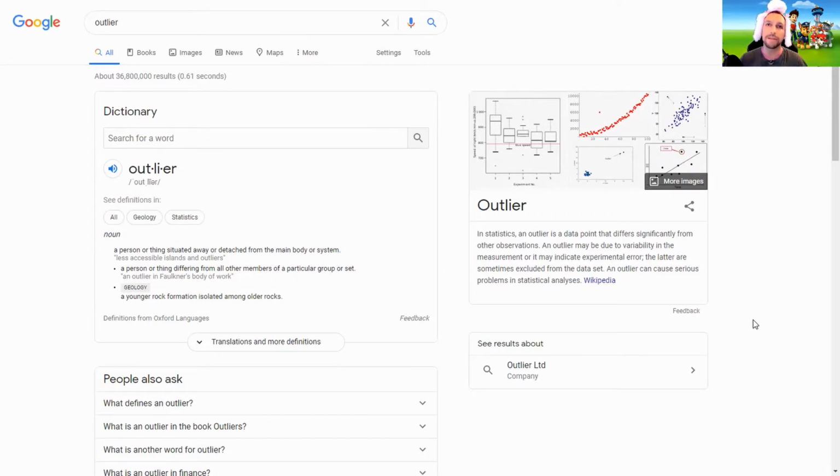All right, so we're talking about outliers today, and the first thing I need to do is define what an outlier is. So from just a simple Google search, in statistics, an outlier is a data point that differs significantly from other observations. An outlier may be due to variability in the measurement or may indicate experimental error. The latter is sometimes excluded from the dataset. An outlier can cause serious problems in statistical analysis.